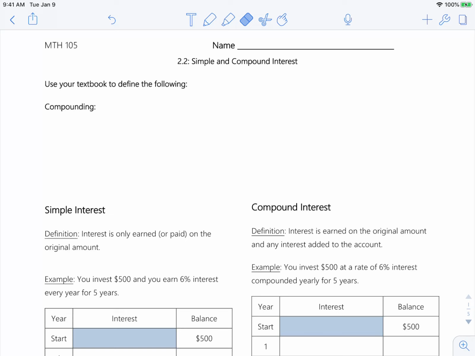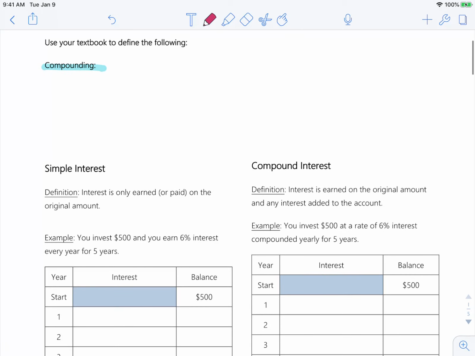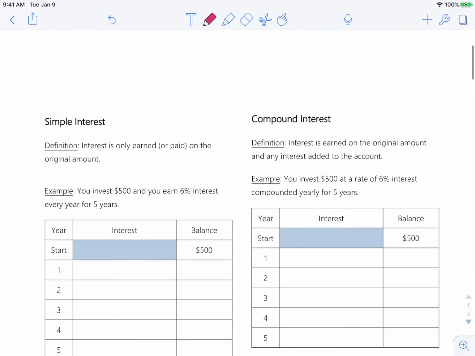Also, before you start these notes, make sure you use your textbook to define compounding. Once you have that defined, and it might not sit terribly well with you, we will build off that definition throughout these videos and start the notes after you use your textbook to define it.